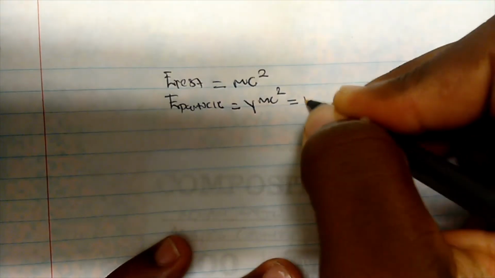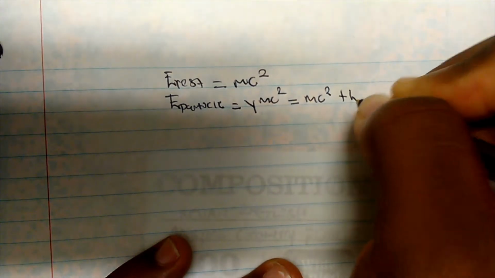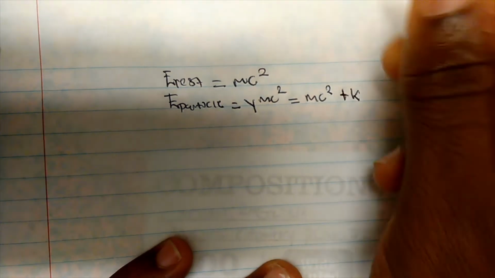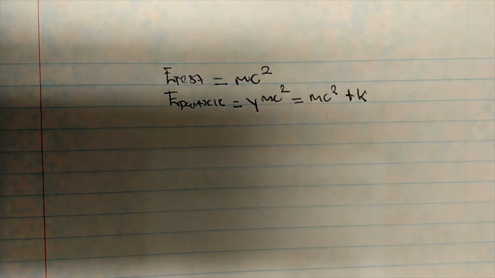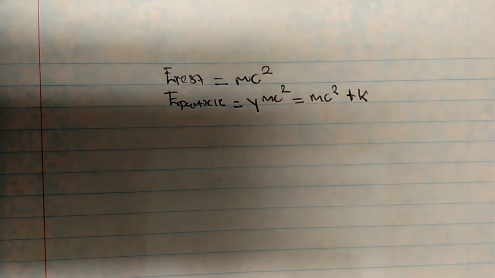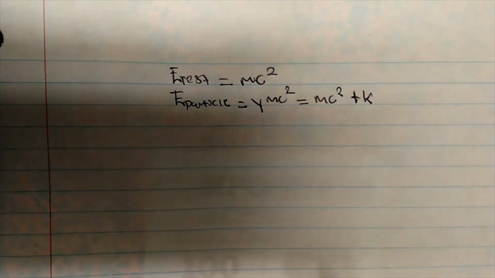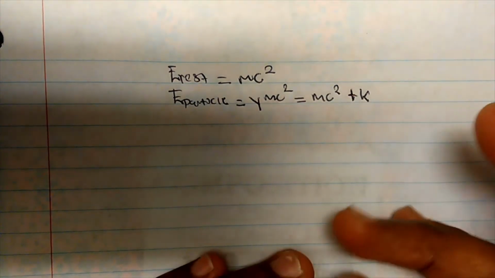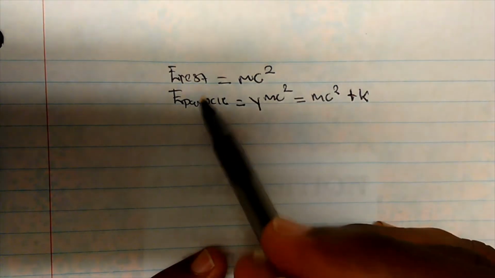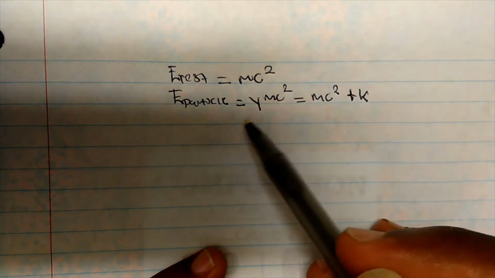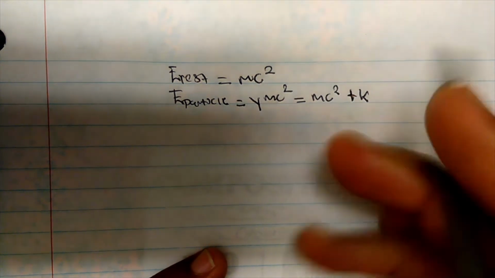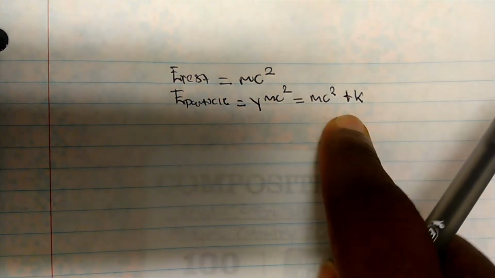which is also equal to mc squared plus K. So the total energy of a particle is just gamma mc squared, or we could say it's mc squared plus K. Okay, so we know how to find the kinetic energy, we know how to find the rest energy, and we know the total energy of a particle, which is equal to gamma mc squared, or mc squared plus K.